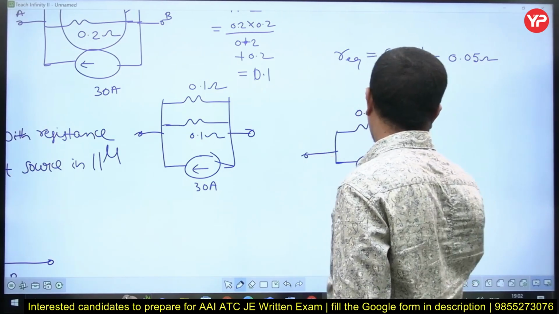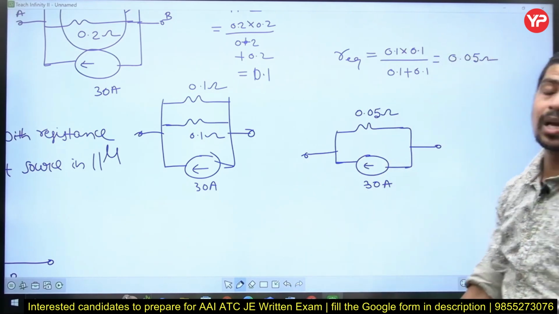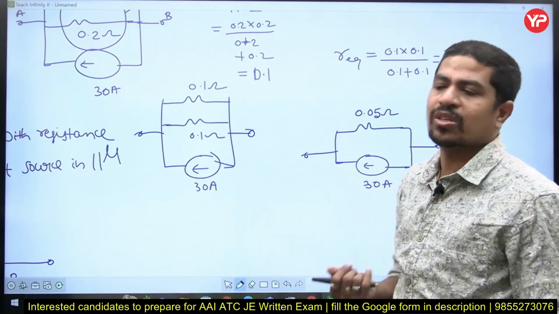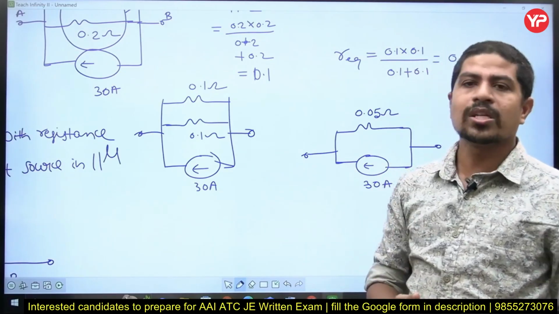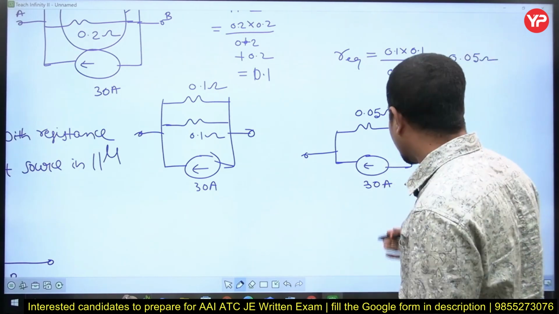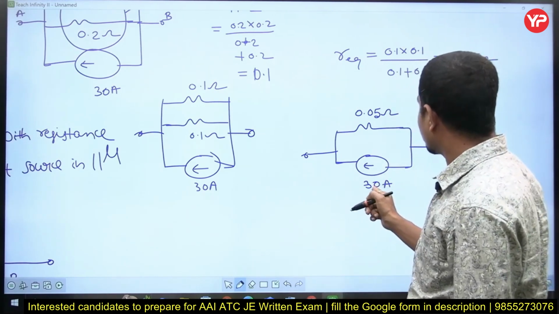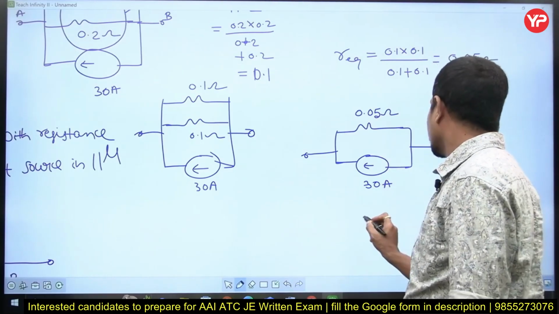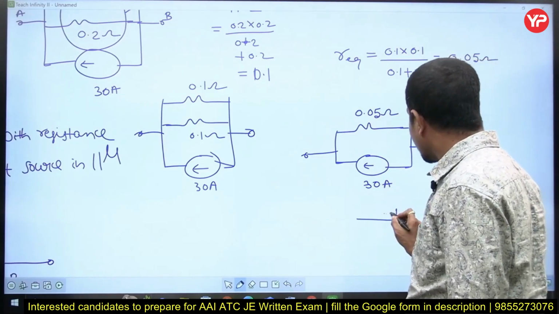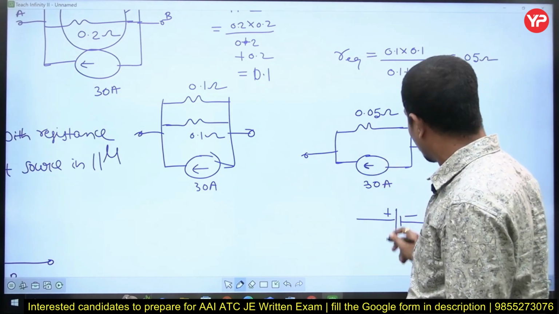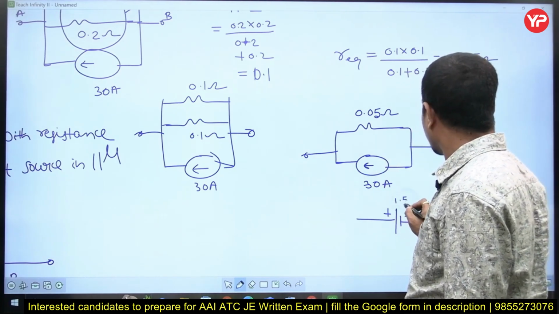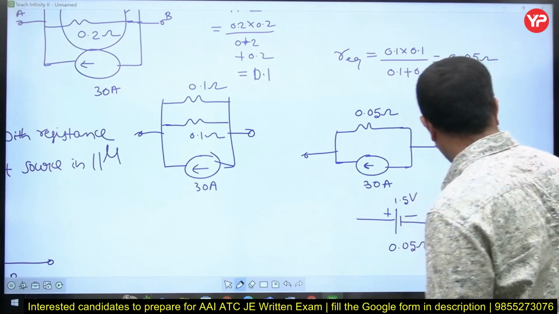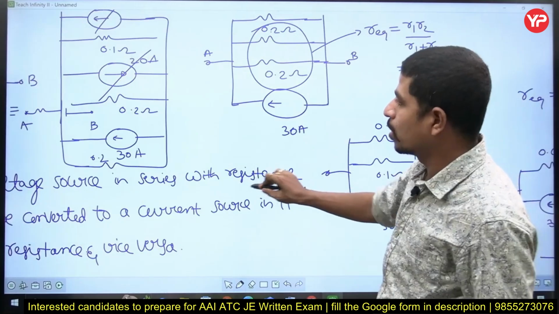Now a current source in parallel with a resistance will be converted to a voltage source in series with a resistance. I told you that is called source transformation. The name is not required for you, but there is no harm if you know the name, right? Now what is the voltage? The voltage is this current into resistance. How much is 30 into 0.05? It is 1.5 volts. But plus is this, minus is this. I told you the arrow direction will be plus, right? So this is 1.5 volts and 0.05 ohms. Now observe which option is suitable.